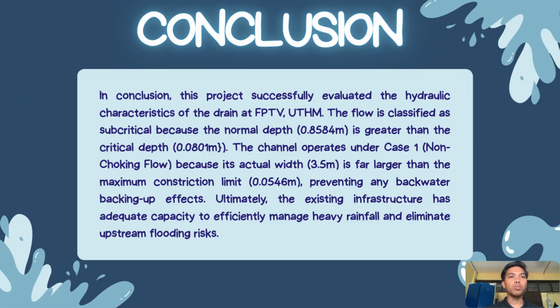In conclusion, this project successfully evaluated the water flow characteristics of the drain at Utachim. We found that the water flow is subcritical because the normal depth is greater than the critical depth. The drain operates smoothly without choking because its actual width is much larger than the narrowest limit, which prevents water from backing up. Ultimately, the current drainage system has enough capacity to handle heavy rainfall efficiently and eliminate any risk of flooding upstream.